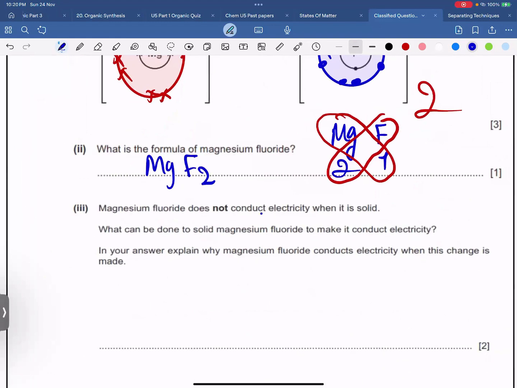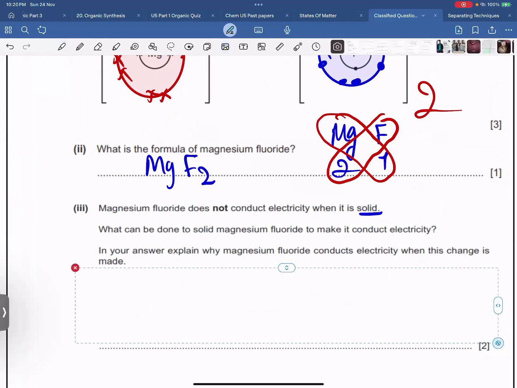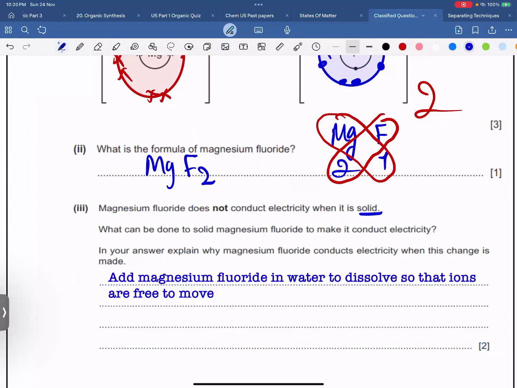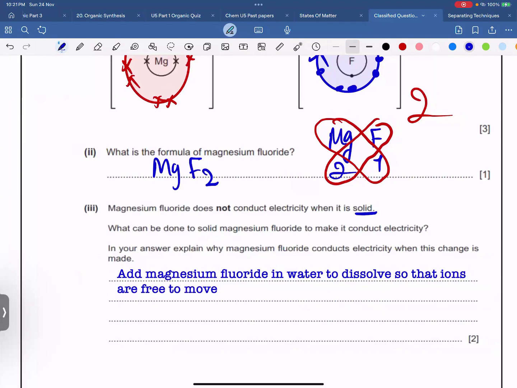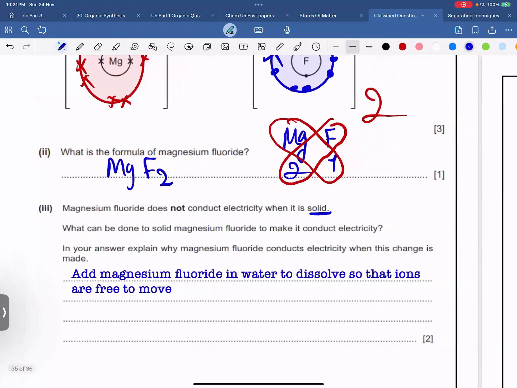What can be done to solid magnesium fluoride to make it conduct electricity? So just add water to dissolve it. So now ions are free to move, so it can conduct electricity. This is the same idea.